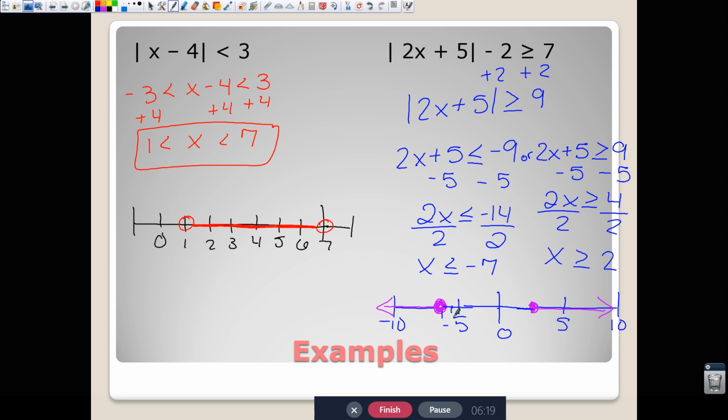So it's not exactly hard, it's just remembering which sign. If it's less than, it becomes 1. If it's greater than, then it's 2. Okay?